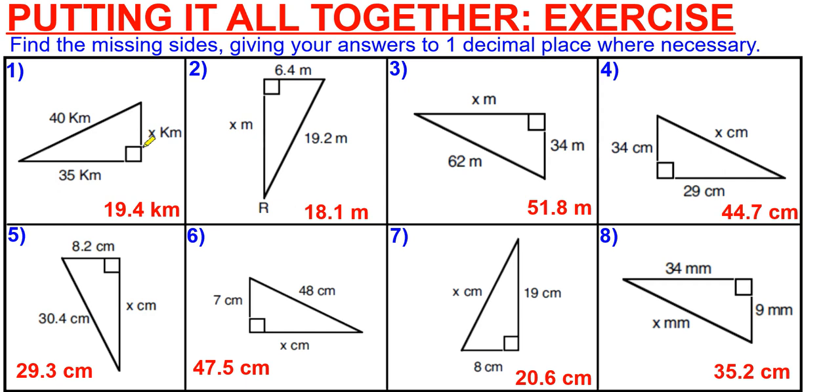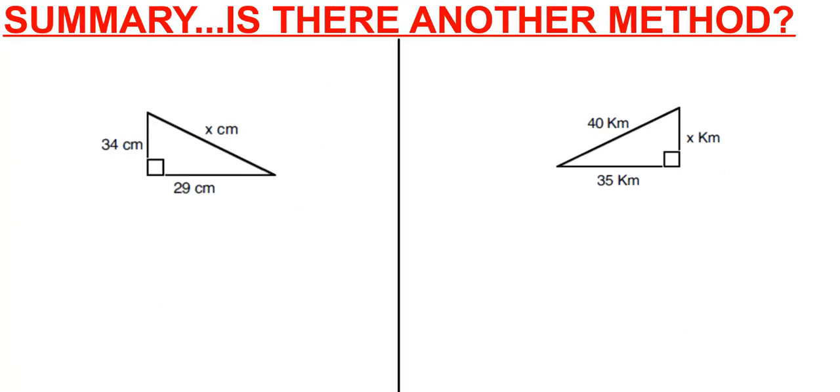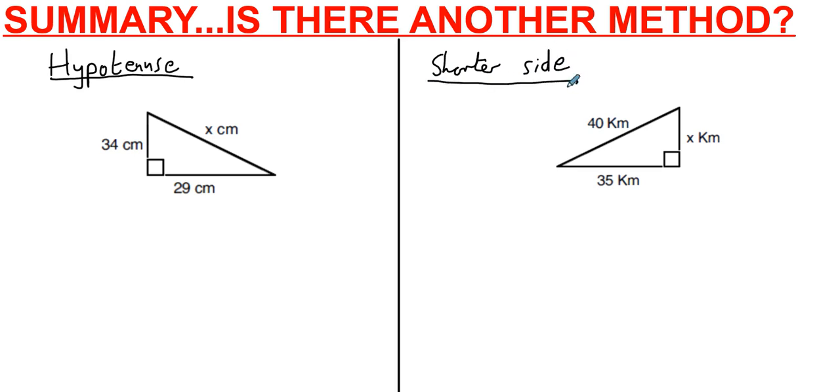So we've been finding a mixture of hypotenuse and a shorter side. So in summary, that's pretty much it, but I want to leave you thinking about if there's another method or not. And so what I've done here is two different examples. We're finding a hypotenuse, the longer side, and on the right hand side we're finding a shorter side. And so if we had a calculator, could we do this a bit quicker, I wonder?